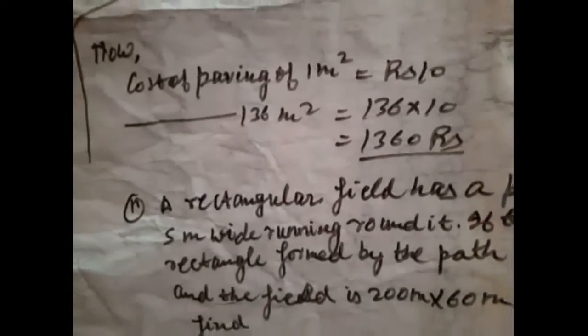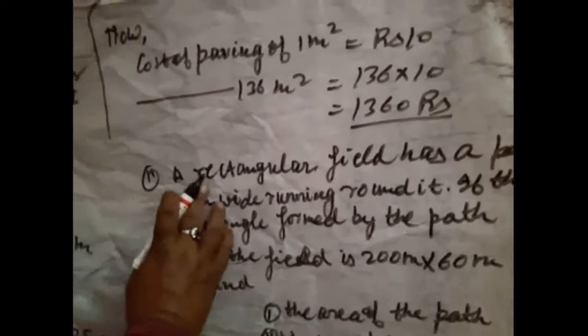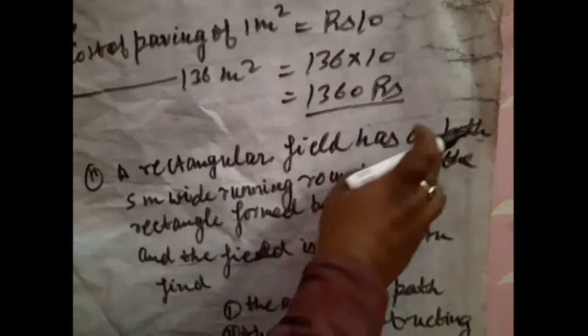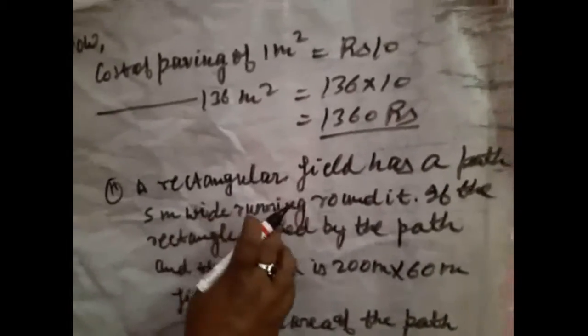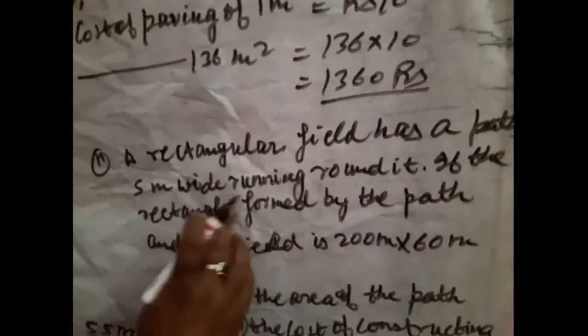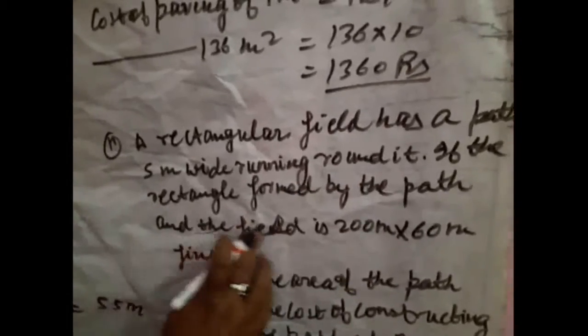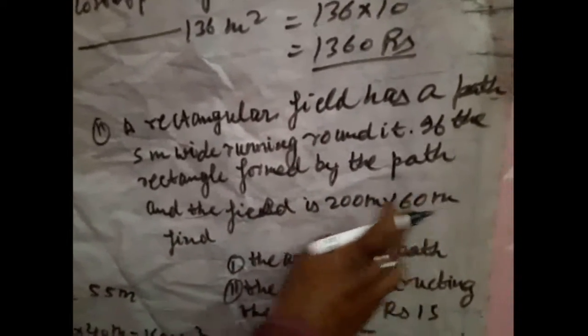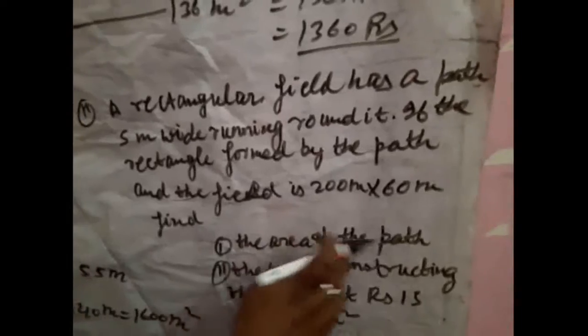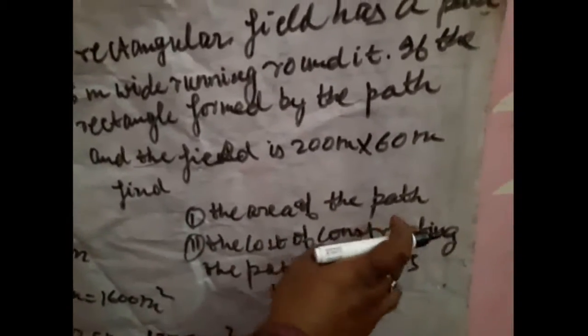Now come to the question number 11. A rectangular field has a path 5 meter wide running around it. If the rectangle formed by the path and the field is 200 meter by 60 meter, find the area of the path, the cost of constructing the path at ₹15 per meter square.